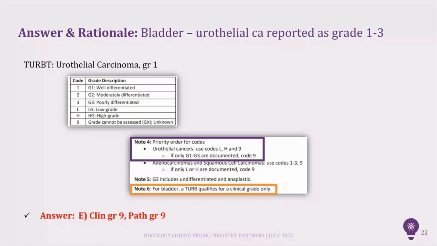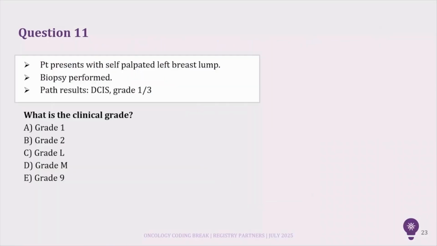Okay, question 11. Patient presents with a self-palpated left breast lump. Biopsy was performed and results in DCIS grade 1 out of 3. So what would your clinical grade be for this one? 1 out of 3.